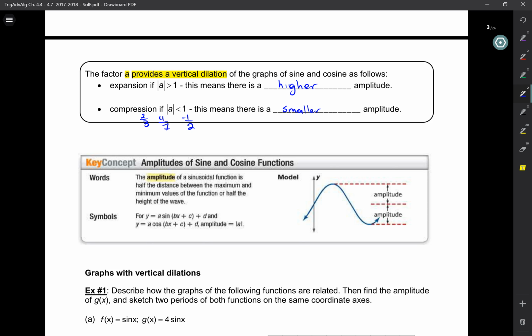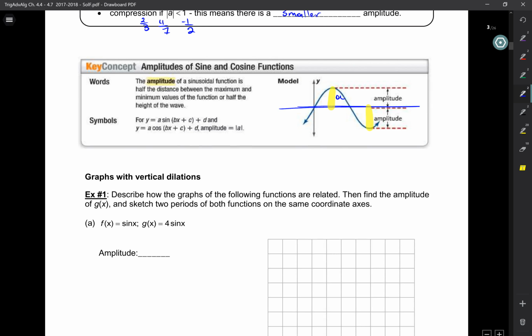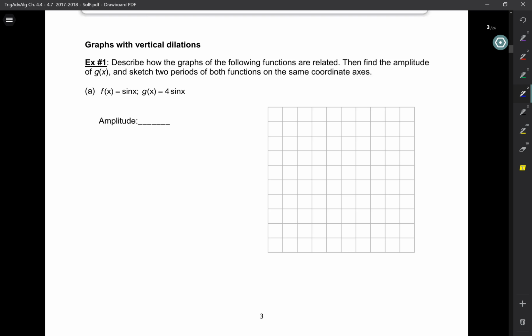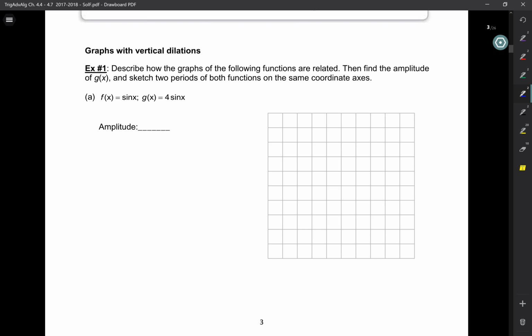Okay, so what is amplitude? If you split the wave horizontally down the middle, this distance here is the amplitude. So it's from the center to the peak or the center to the valley. That is A. That distance is A. So here we're going to sketch these two graphs. So look, we have sine x and 4 sine x. In that 4 sine x, what's the amplitude? It's this number 4, and it's just 4.